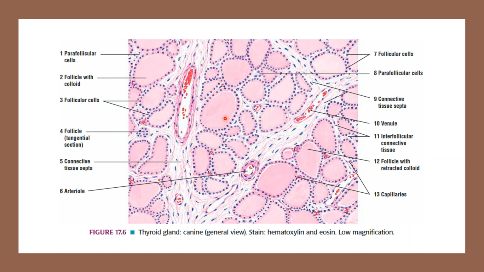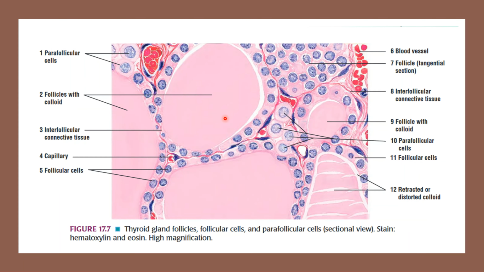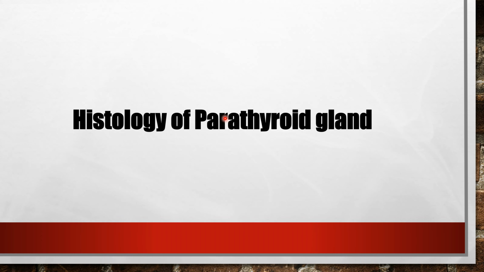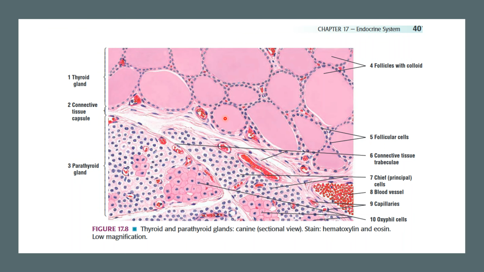First point, presence of thyroid follicles. Next, the cuboidal cells. Next, parafollicular cells we have to write, but in a light microscope it is difficult to find out the parafollicular cells, but even then you can write. Then of course the capillaries. The next slide we are going to see is the parathyroid.